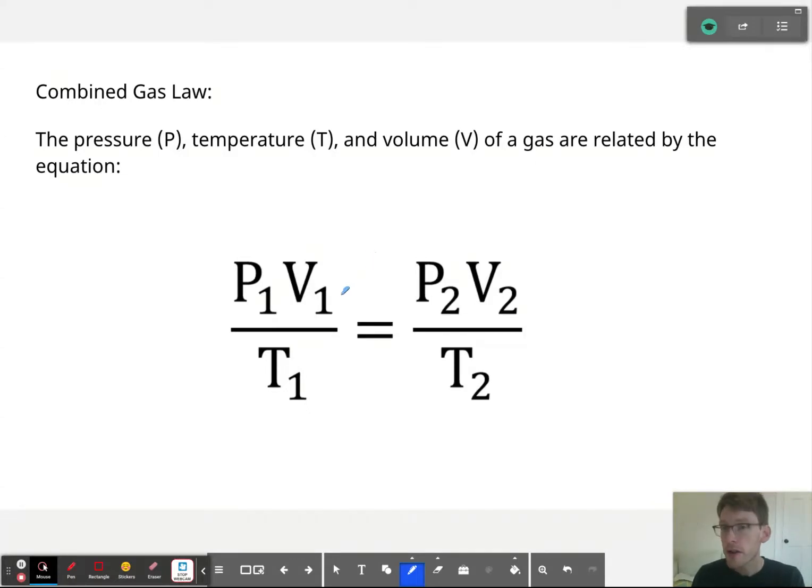And it's possible also to hold a variable constant. For example, what if we have a closed container with really rigid walls? In that case, the volume is going to be held constant. So we could directly calculate, say we have an initial pressure and an initial temperature, if we raise the temperature, what happens to the pressure, assuming the volume doesn't change? Let's put this into practice.